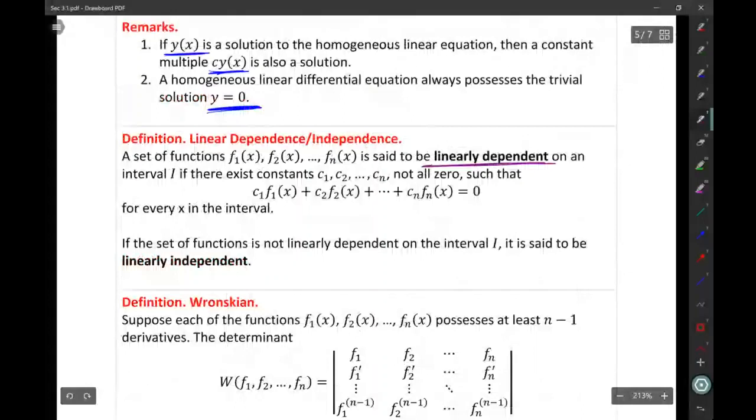The functions f1 until fn are said to be linearly dependent on a specific interval I if there exist constants c1 until cn, not all zeros, such that C1 times f1 plus C2 times f2 plus C3 times f3 until Cn times fn of x is equal to zero. I mean, those kinds of functions will be called linearly dependent if there are constants satisfying this equation, but not all of them are zero. Some of these constants could be zero.